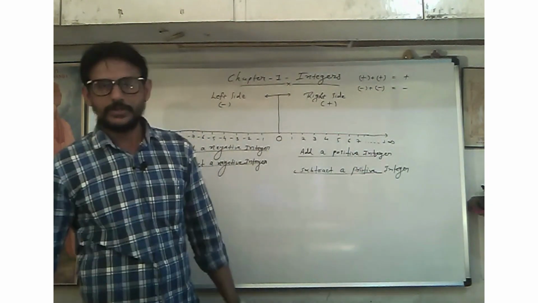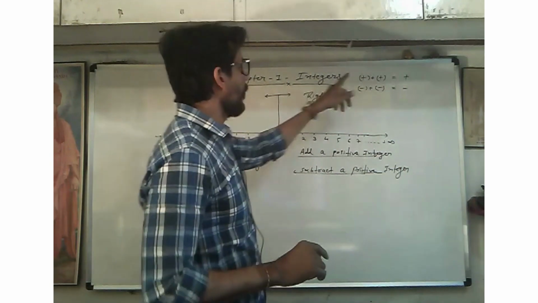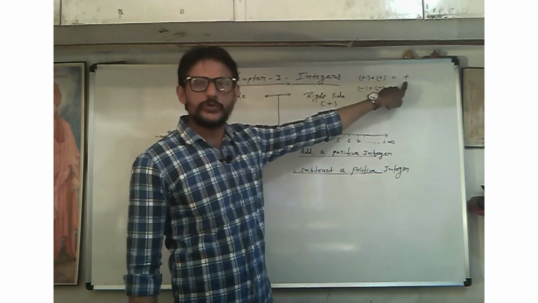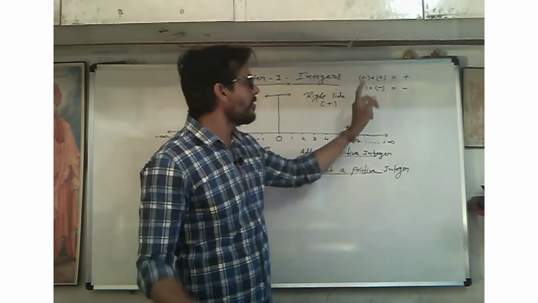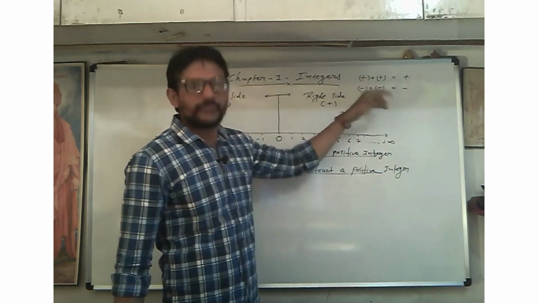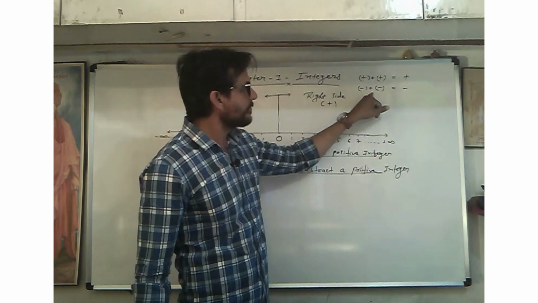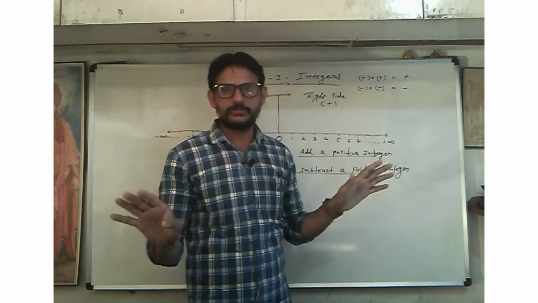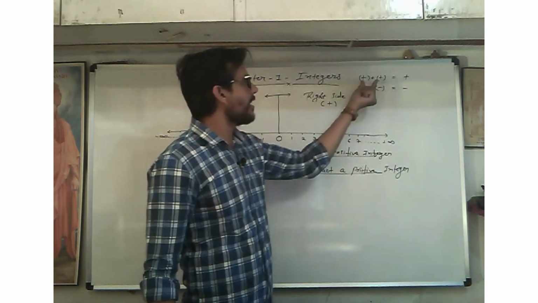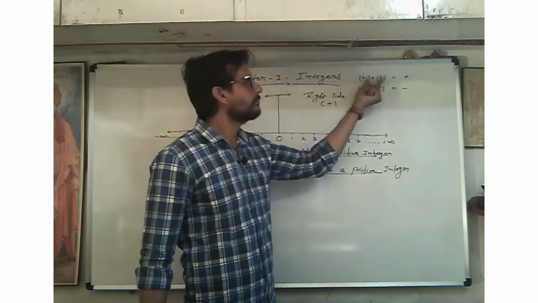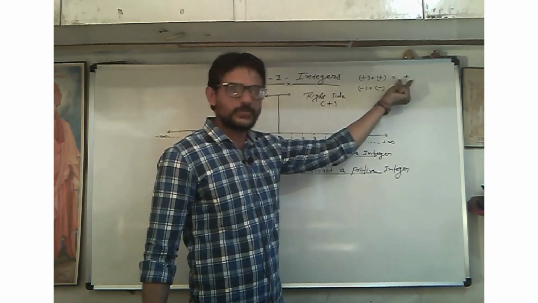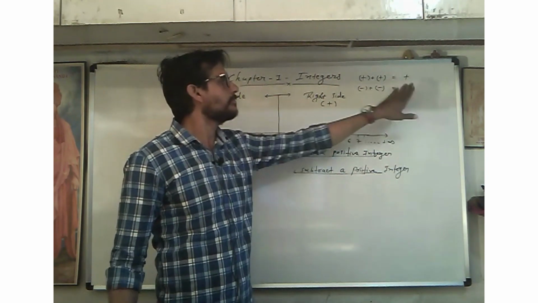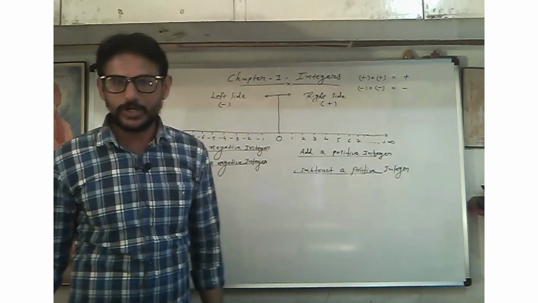I repeat, when you add positive integers, you get a positive integer. When you add negative integers, you get a negative integer. Understood or not? I repeat, when you add positive numbers, you get a positive integer. When you add negative integers, you get a negative integer. Okay?